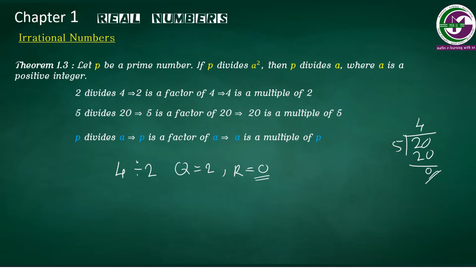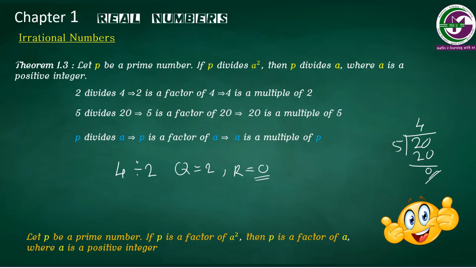Okay, so using this, we can make a small change in the wording of the theorem to make the sentence very clear. The theorem can be written as: let P be a prime number. If P is a factor of A square, then P is a factor of A. That means the theorem says that if 2 is a factor of 64, and 64 is 8 square, so 2 is a factor of 8 square, then 2 is a factor of 8. It is true, right?